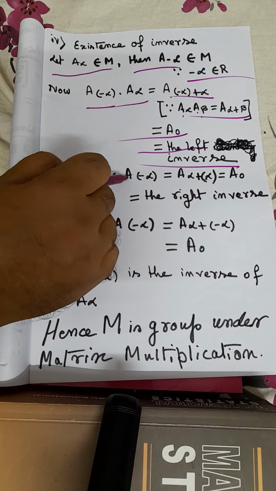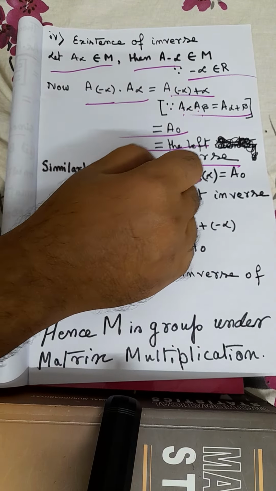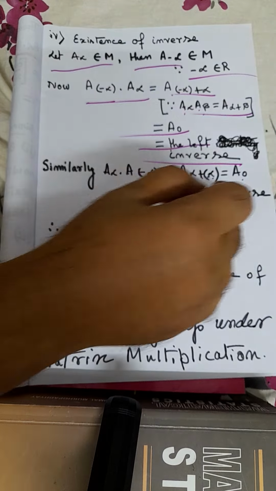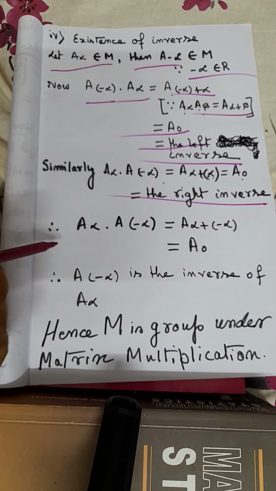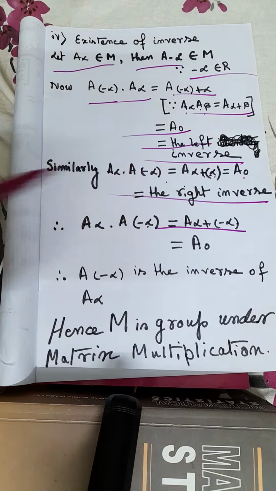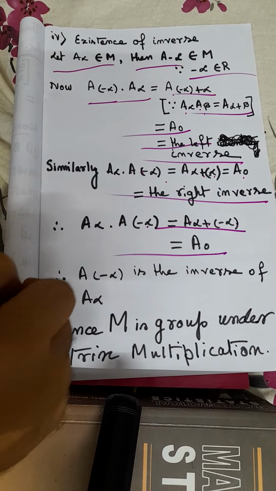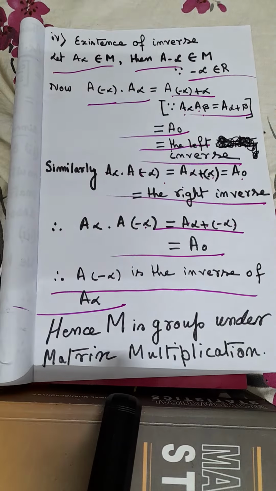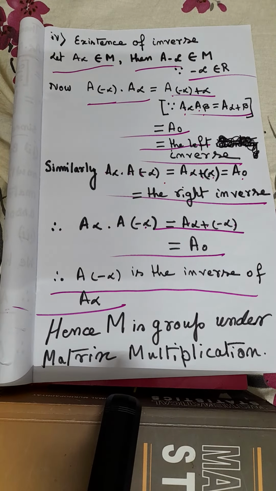Similarly, A alpha into A minus alpha will give A of alpha plus minus alpha, that is E0. That is the right inverse. So we can say that A alpha into A minus alpha equals A of alpha plus minus alpha, equal to E0. So A minus alpha is the inverse of A alpha. Hence M is a group under matrix multiplication, correct?